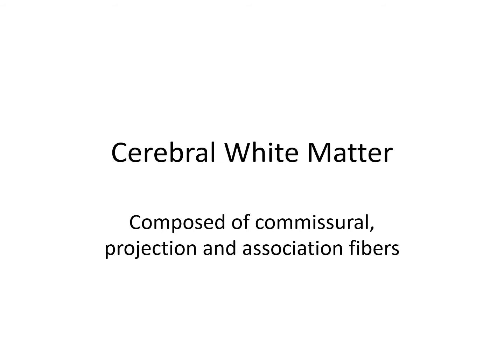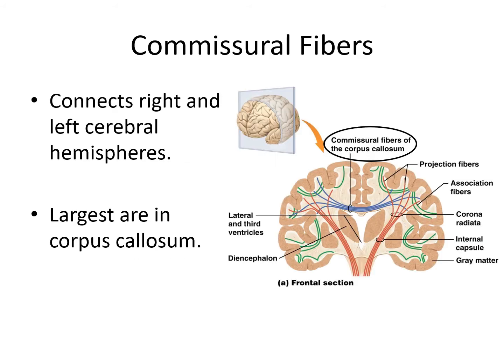Let's talk a little bit about the cerebral white matter. Remember, the white matter refers to the myelinated axons. And there are different types of fibers that we find in the cerebral white matter. And these are the commissure, projection, and association fibers. And this should give you just a little glimpse of the complexity of the connections within the cerebrum. Okay, let's start with the commissural fibers.